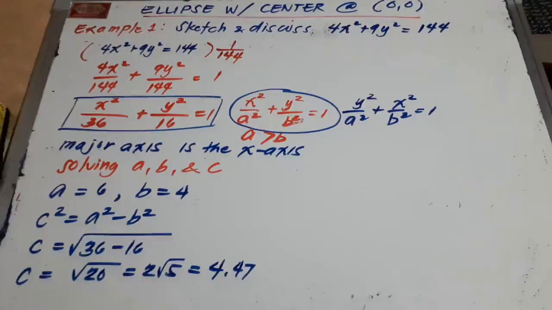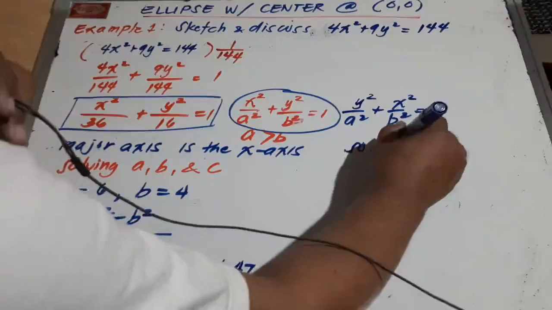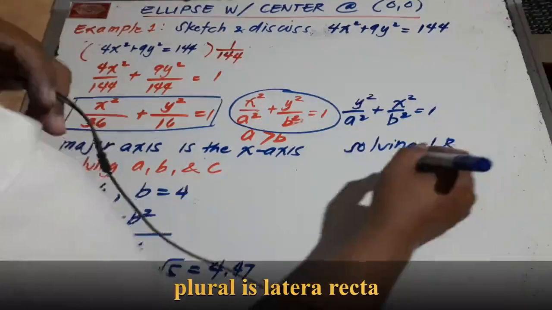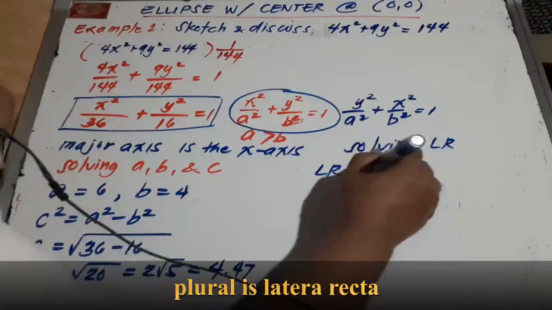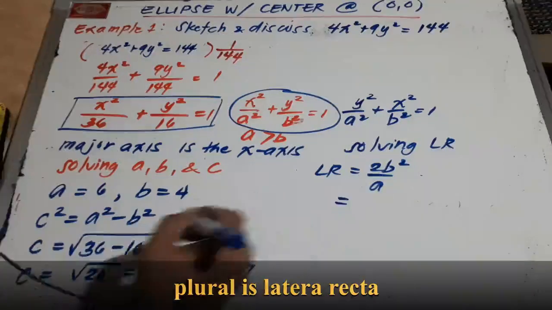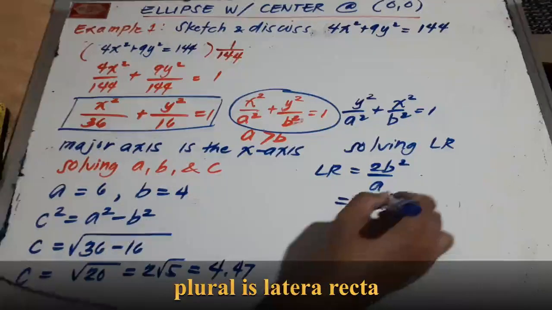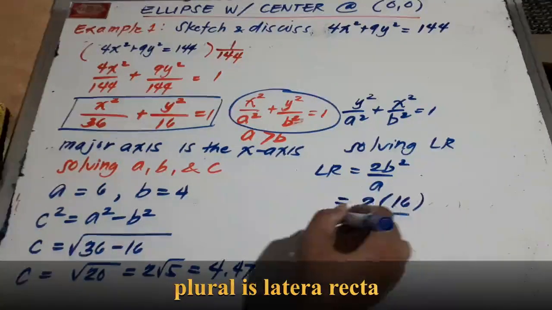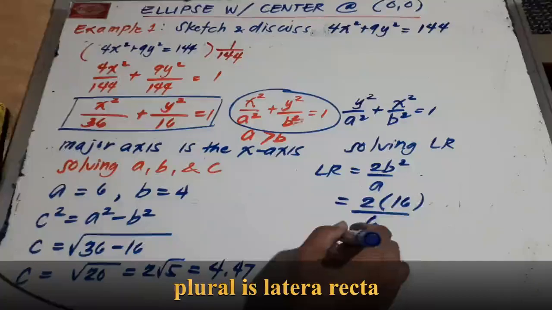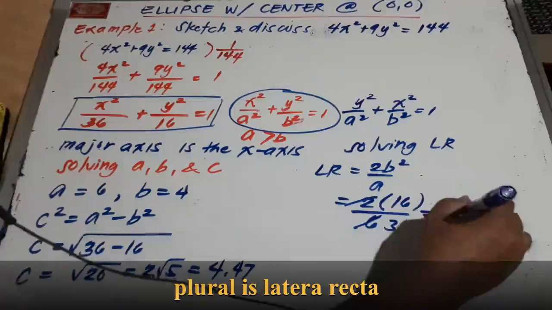Okay. Then, the last is we determine the length of the latus rectum. Okay. Solving LR. Ito na tayo. LR is equal to 2b squared over a. Okay? Paano yun? So, we have 2. B squared is 16. Over a is 6. So, cancel to. May matitira ditong 3. Therefore, LR is 16 over 3.